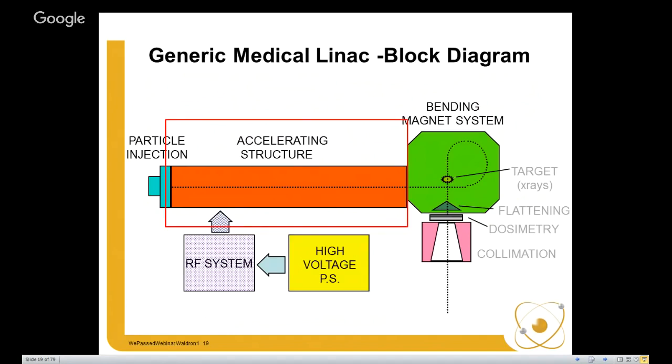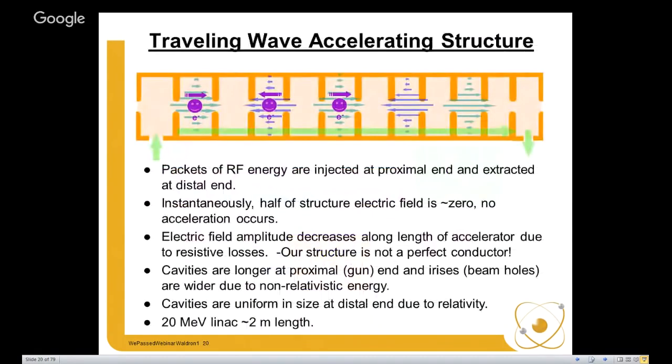So accelerating structure, I'm now going to talk about accelerating structures in the more applied context. So we're done with the theory. So traveling wave accelerating structure. Packets of RF energy, the electromagnetic waves I was talking about, are injected at the proximal end, propagate through the accelerator, and are extracted at the distal end. Instantaneously, half of the structure, the fields, are approximately zero. And of course, that one it's leaving, so I left it empty. Of the remaining half, half of those are accelerating to the right, and the other half would be accelerating to the left, or I should say the field is to the right and the field is to the left.